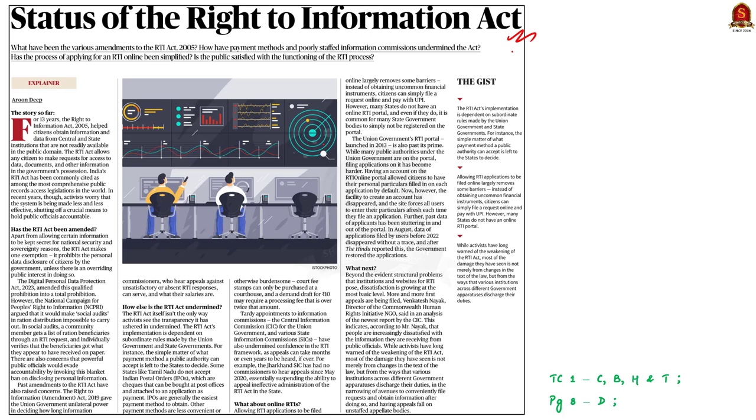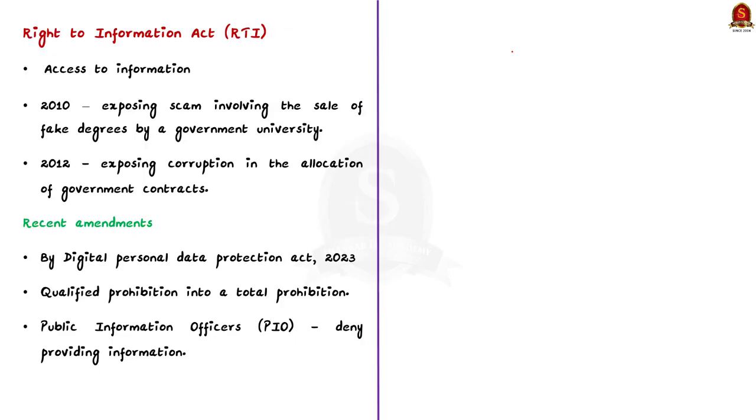See, the Right to Information Act, enacted in 2005, is a powerful tool for citizens to access information from the government. It has helped to expose corruption, improve public services, and hold public officials accountable. For example, in 2010, the RTI Act was used to expose a scam involving the sale of fake degrees by a government university. And in 2012, the RTI Act was used to expose corruption in the allocation of government contracts.